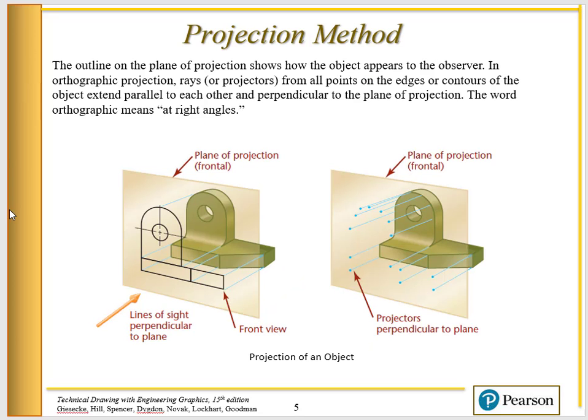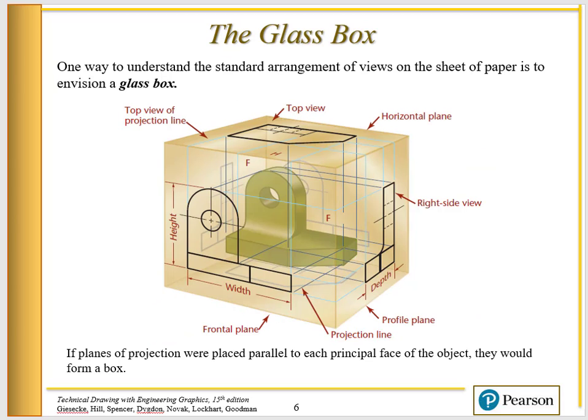Now let's talk a little bit about projection. Essentially what we're going to talk about is this glass box. I'm going to go to the next slide. So we have a glass box drawn around our part, and the views that we generate are projected on the inside of this glass box. So that gives us these principal views that we're looking at.